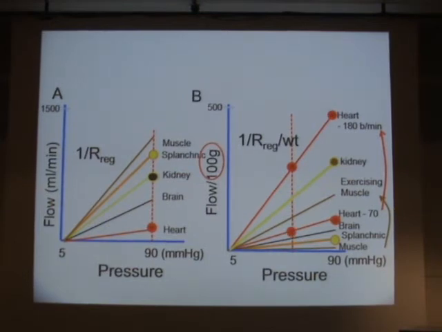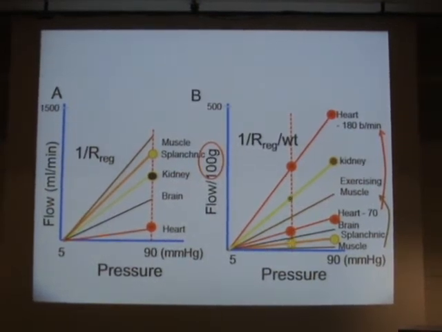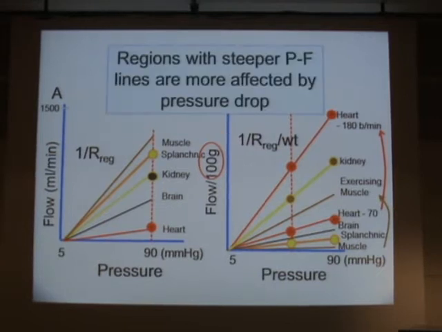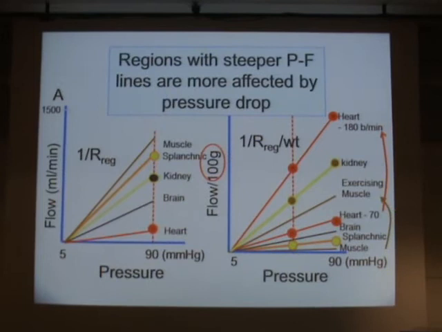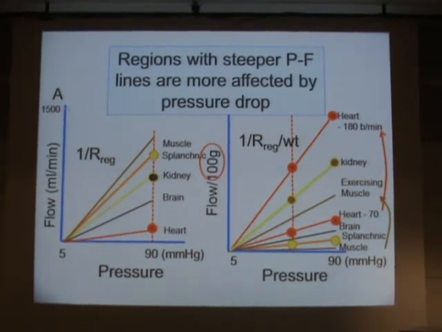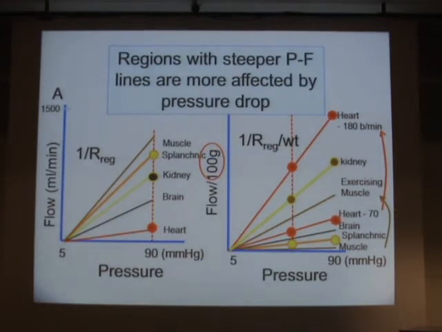And what becomes evident here is, look at the heart and the splanchnic, but the one that really gets the hit, one that doesn't show up there, let me go back, is the kidney. Because it has a steep line to begin with per gram of tissue, and that's why it takes the early hit, and that's why we saw in the blood pressure studies, if you go lower, yes, it will get hit.